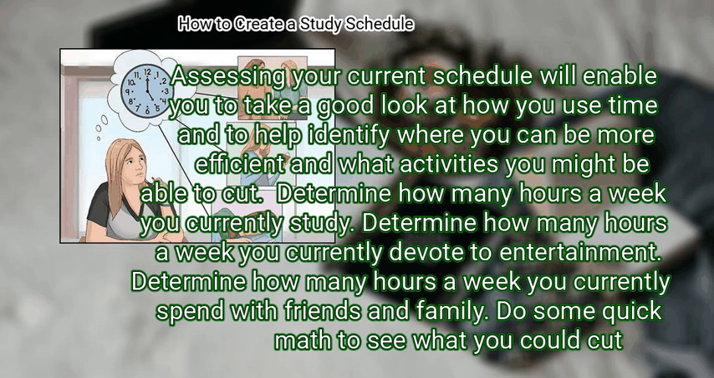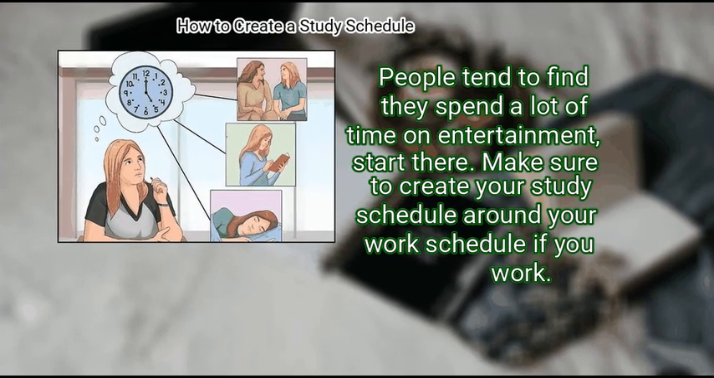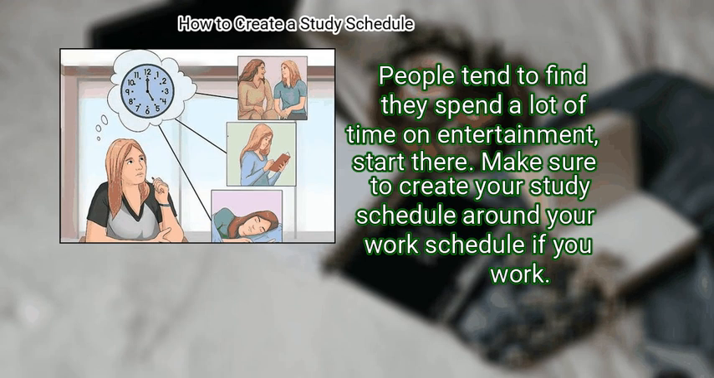Determine how many hours a week you currently study. Determine how many hours a week you currently devote to entertainment. Determine how many hours a week you currently spend with friends and family. Do some quick math to see what you could cut. People tend to find they spend a lot of time on entertainment. Start there. Make sure to create your study schedule around your work schedule if you work.